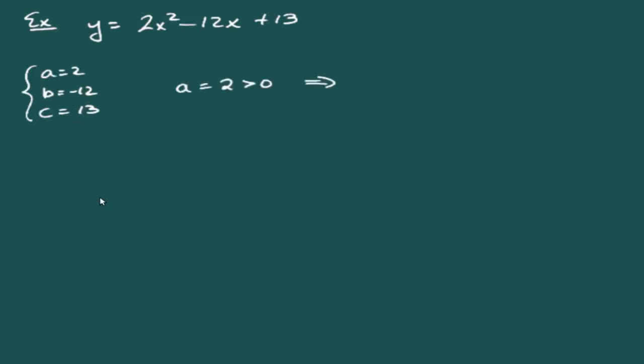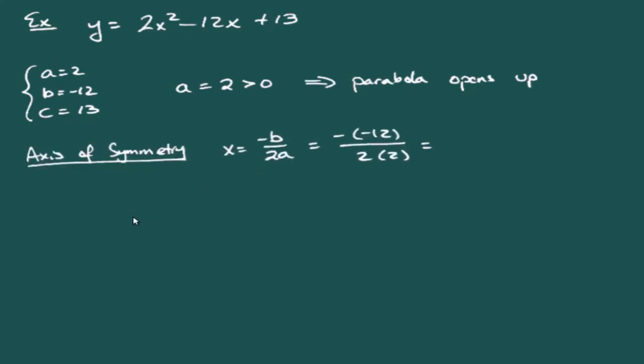Well, again, a is going to be 2. Since 2 is positive, we know our parabola is opening up. Our axis of symmetry is going to be x equals negative b over 2a. So that's going to give us the negative of negative 12 over 2 times 2. So that's 12 over 4, which just gives us 3. So our axis of symmetry is x equals 3.